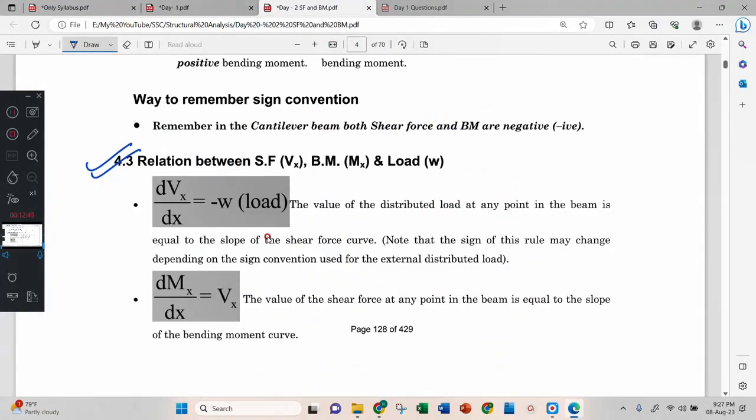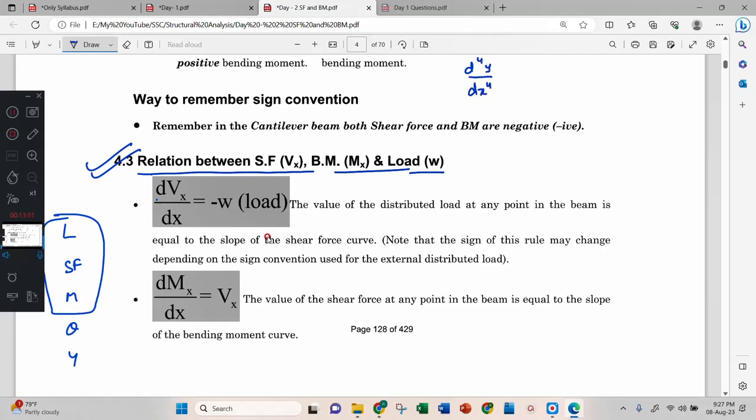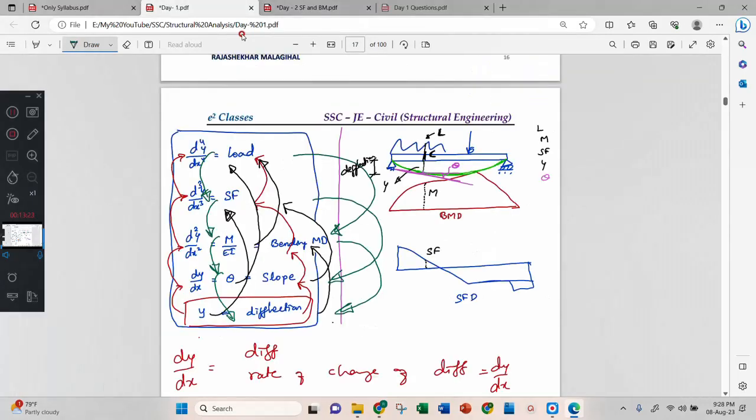Now it is very easy. Right? A relation between the shear force and bending moment and load. Okay. Where we got this one? Y was there, theta was there, bending moment was there, SF was there, and load was there. They want the relation between these three. Now you can see rate of change of this one. Okay. One more thing. Look at here. d power 4 y by dx power 4 can also be written as d by dx of d cube y by dx cube. Correct? Now, d cube y by dx cube means what?